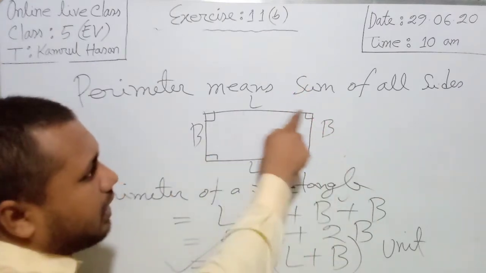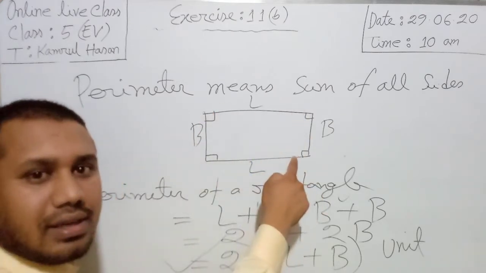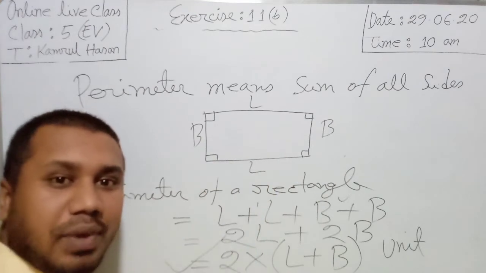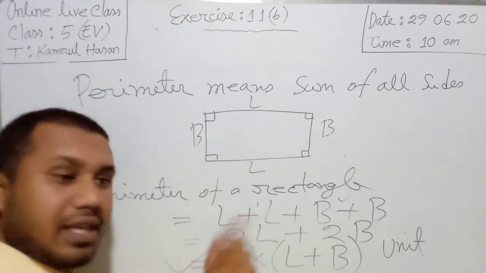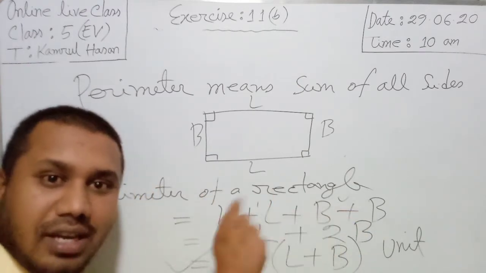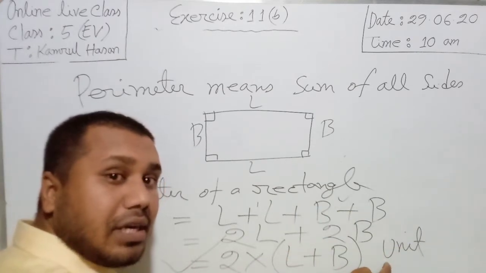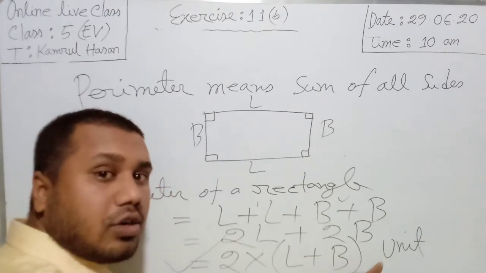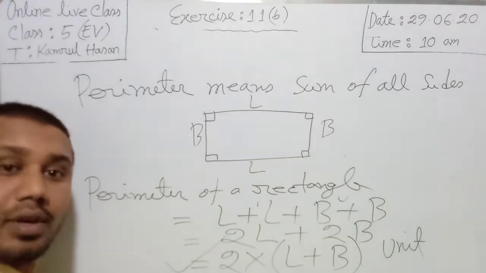Suppose it's your garden, now this is your boundary, so the sum of the boundary, that means the sum of the wall sides, this means perimeter. Clear? There is no multiply sign. When there is a multiply sign, then you have to use square. Suppose area, length into breadth, so we need to write square. So there you have to write only unit. Remember that this is the most important thing here, only unit, not square unit. Clear? So this is the formula of the perimeter of a rectangle.